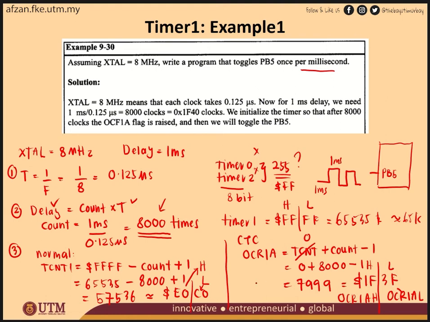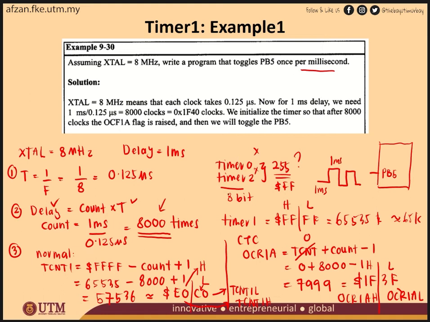Okay, similar to this one, yeah. CO will go to your TCNT1L, while EO will go to your TCNT1H. Right. So we have done the calculation.